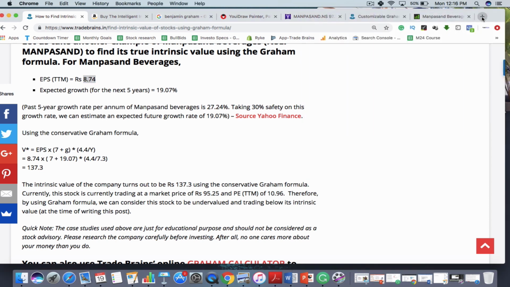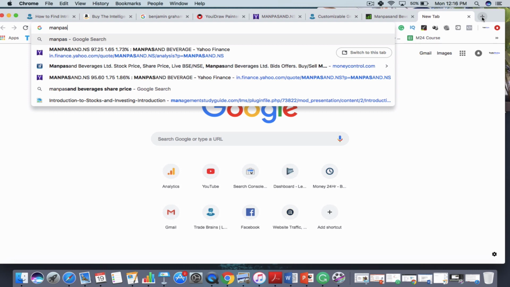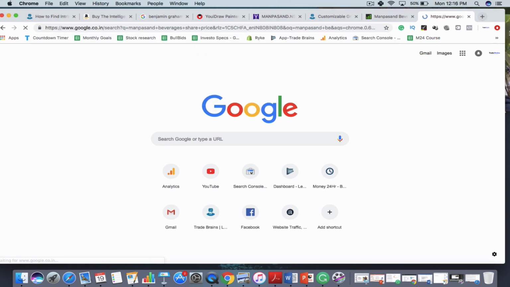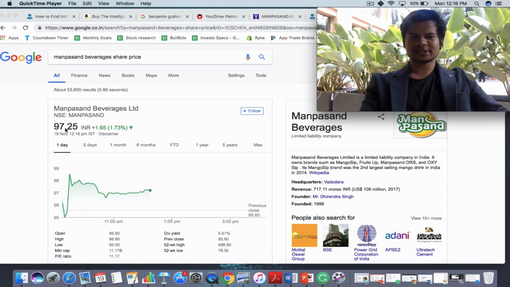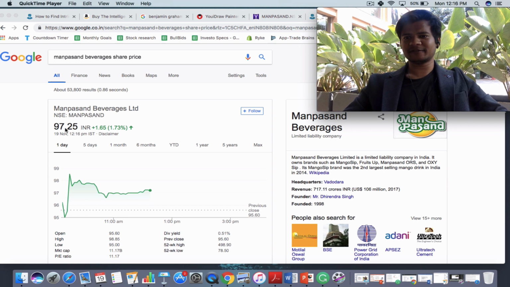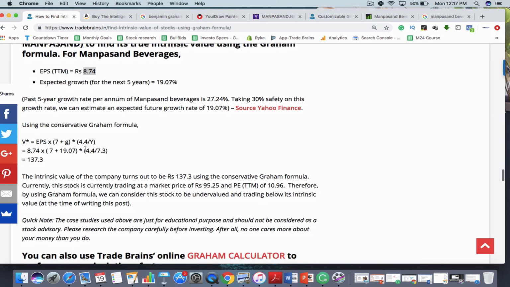And if you check on Google, currently Manpasand Beverages is trading at a price of rupees 97. So from Graham's calculation, you can say that this stock is undervalued. But again, like we said, here we are just doing the quantitative analysis. We are not looking at the quality of the company, like their management, competitive advantage, their business, their industry. So even if it's saying undervalued, still you have to do the study and find out what is the qualitative aspect of the company. So yes, looking at Graham's formula, we can say that Manpasand Beverages is currently undervalued.